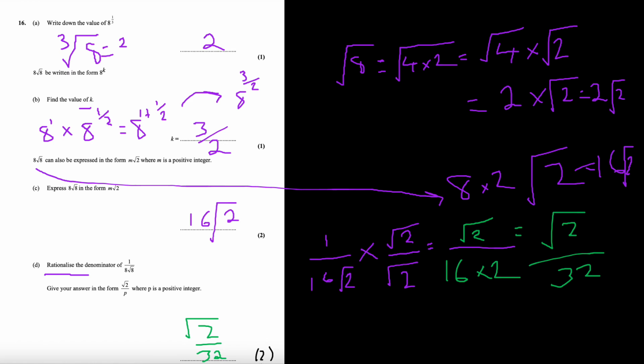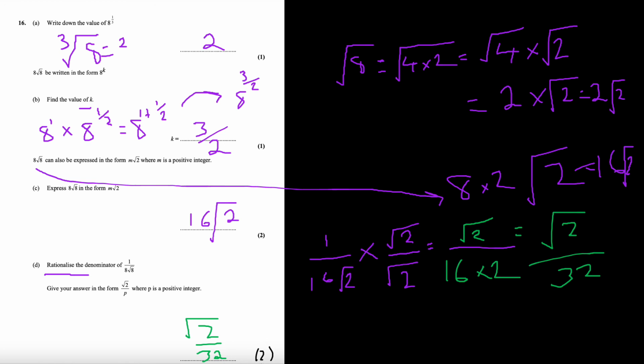Don't think, well, I've got a 2 that I can start cancelling. That's not the same as saying 1 over 16, or root 1 over 16. So that can't be simplified any further, if that makes sense. So that would be my answer for part D.